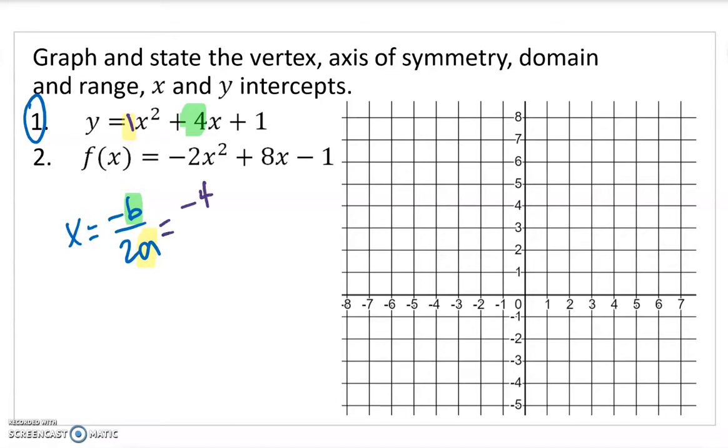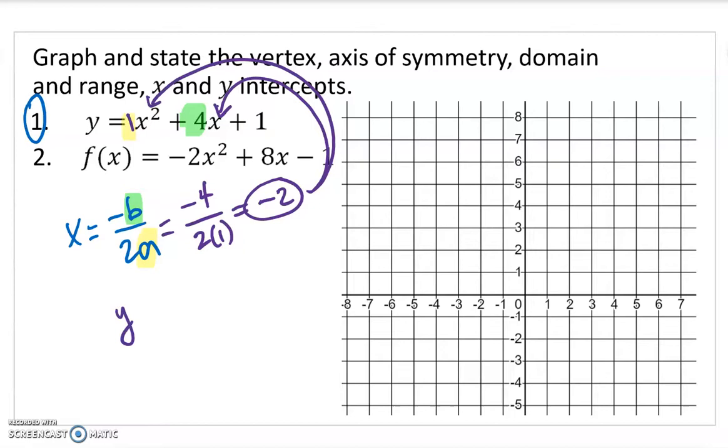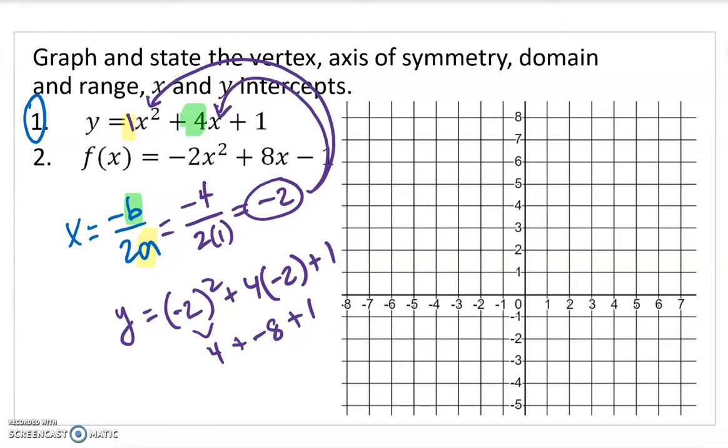When I plug that in, it becomes negative 4 over 2 times 1, which is just 2, and negative 4 divided by 2 is negative 2. So the x value of the vertex is negative 2. Now we're going to take that negative 2 and plug it back into the equation for x, because that will tell us our y coordinate. So we have y equals negative 2 squared plus 4 times negative 2 plus 1. Negative 2 squared is 4. 4 times negative 2 is negative 8, plus 1. If we add that up, we get negative 3. So that tells us that the vertex is negative 2, negative 3. That is the coordinates of the vertex.